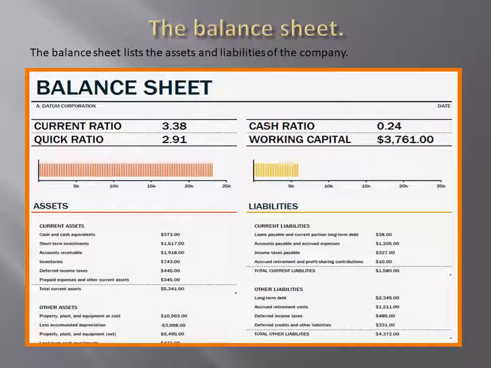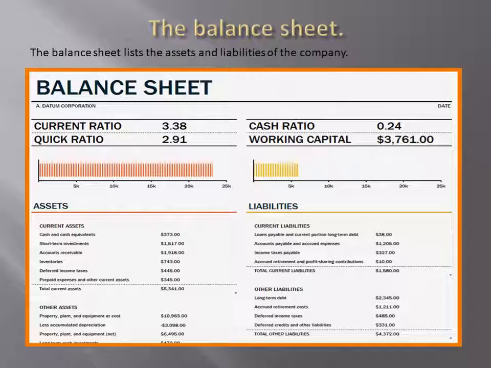The balance sheet lists the assets and liabilities of a company. Assets include cash, investments, property, and other things owned by the company that have value. The assets are listed in order of liquidity. The most liquid assets, such as cash, are represented first.